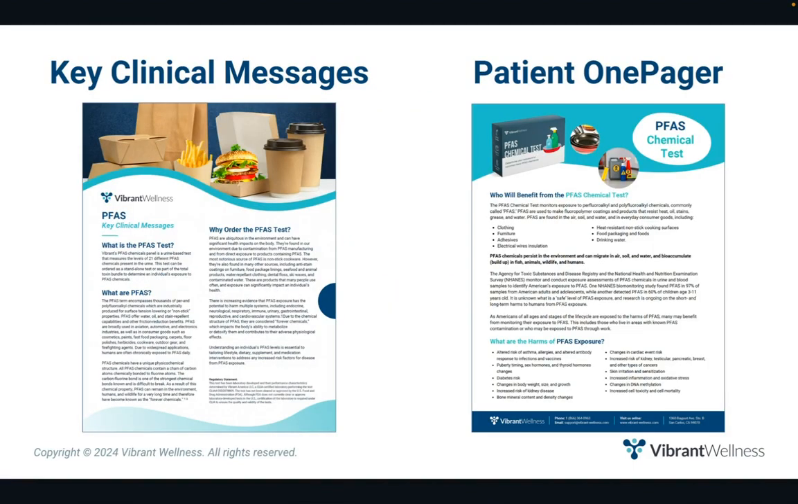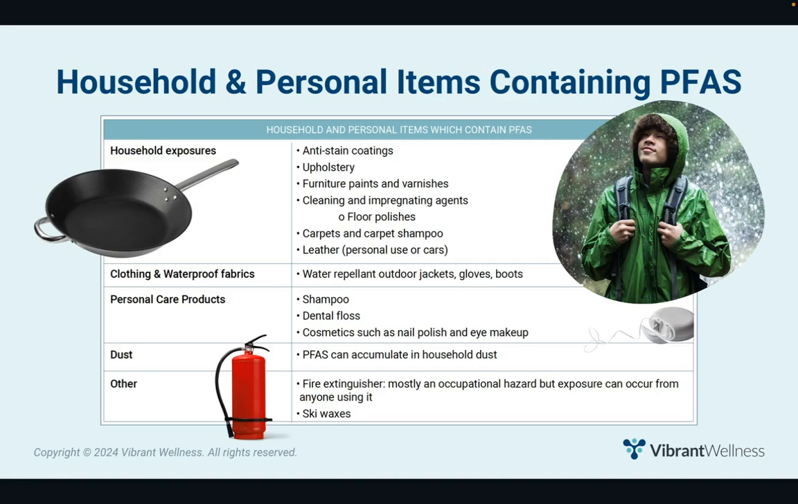PFAS are per- and polyfluoroalkyl chemicals used for their non-stick properties. PFAS offer water, oil, and stain repellent capabilities and other friction reduction benefits. For this reason, PFAS are broadly used in industries such as aviation, automotive, and electronics, as well as in consumer goods such as cosmetics, paints, fast food packaging, carpets, floor polishes, herbicides, cookware, outdoor gear, and firefighting agents. Due to widespread applications, humans are often chronically exposed to PFAS in day-to-day life.